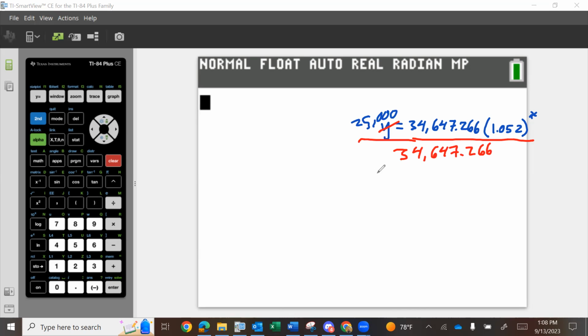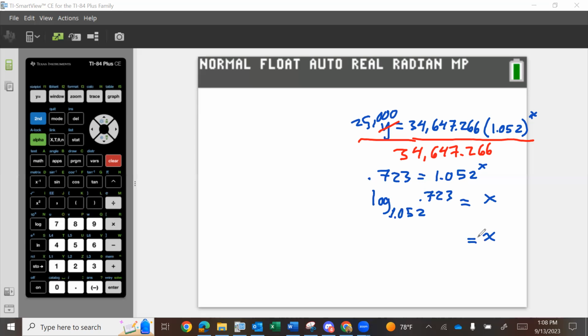0.723. Now, 0.723 equals 1.052 to the x. Okay, now feel free to pause the video here and figure out what it's going to look like when we convert this equation to log form. Okay, hopefully you paused the video. So the number that goes here is the base of the exponent, and then the other number goes right there.